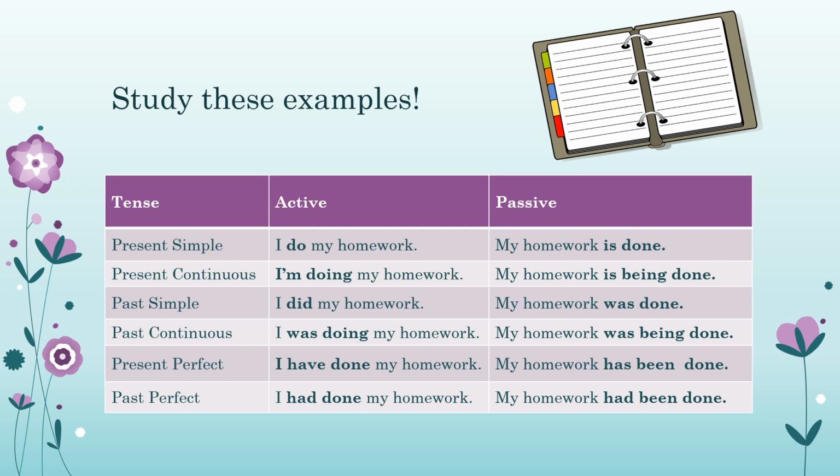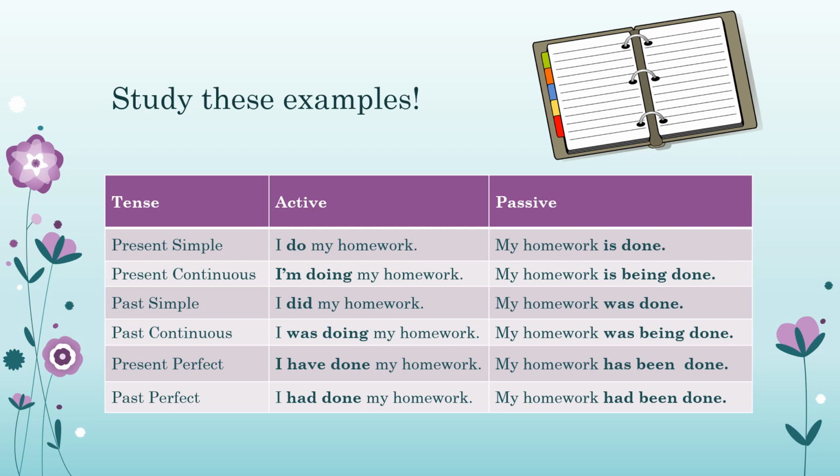And here we have the passive examples of tense shift. This table is intended as a reminder for successful mastering of the passive forms. Now let's start with the first tense. Present simple. I do my homework. My homework is done. Present continuous. I'm doing my homework. My homework is being done.